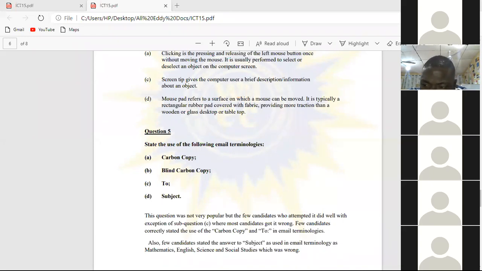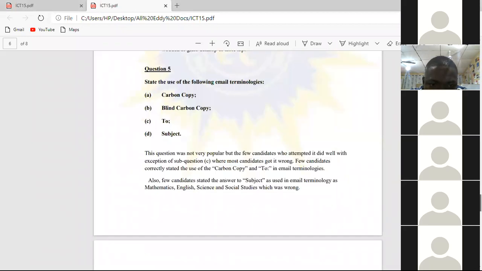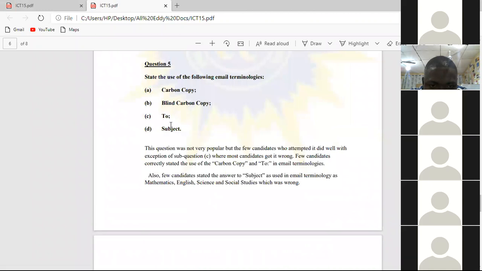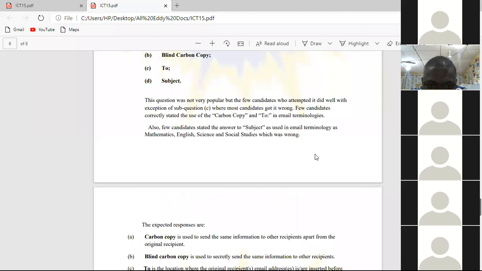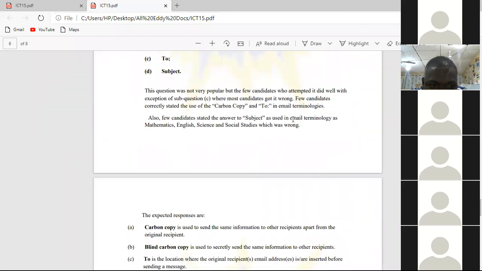Okay, let's go on. The use of the following email terminologies: carbon copy, blind carbon copy, to, subject. This question was not very popular, but the few candidates who attempted it did well, with the exception of sub-question C, where most candidates got it wrong. Few candidates stated the use of carbon copy and to in email terminology. Also, few candidates stated the answer to subject as used in email terminology as mathematics, English, science, and social studies, which was wrong.